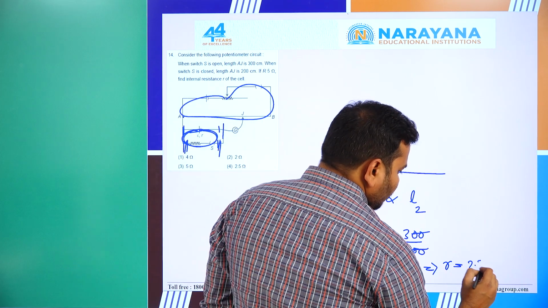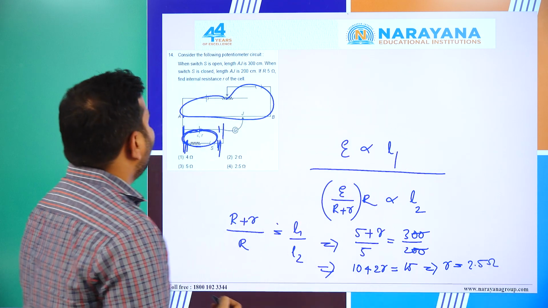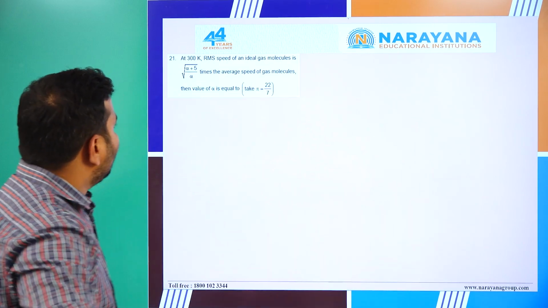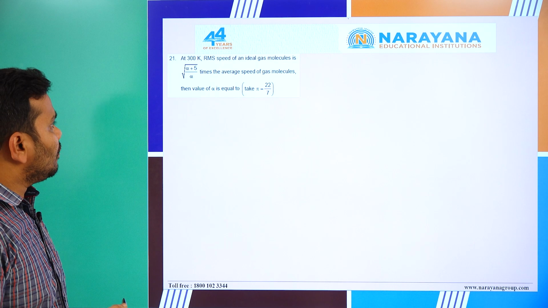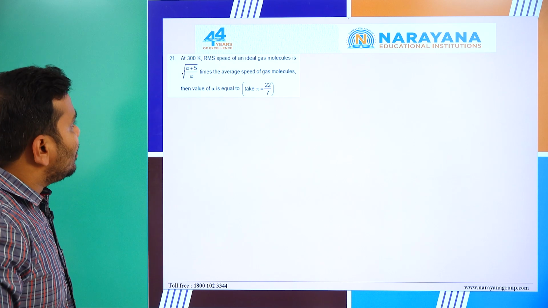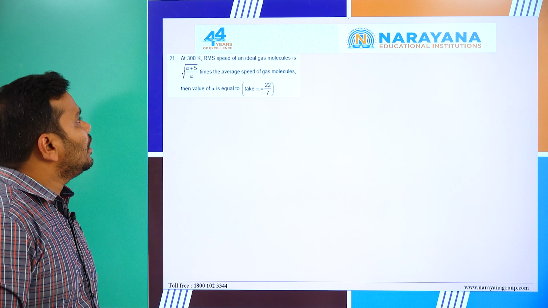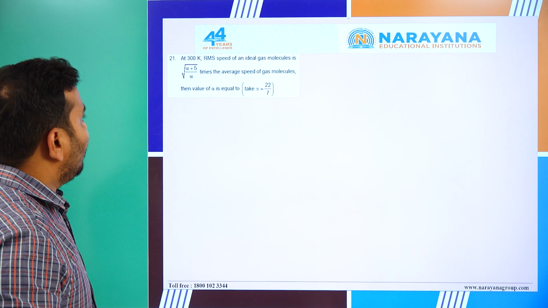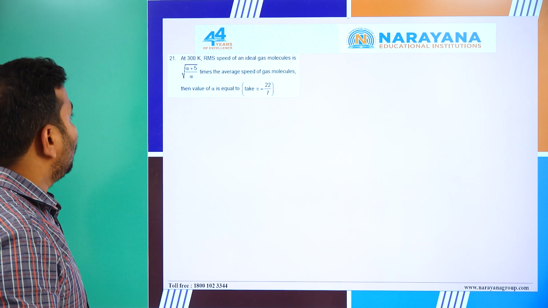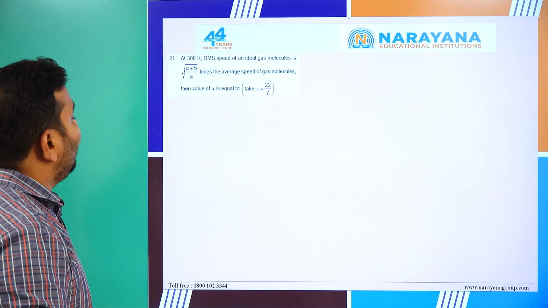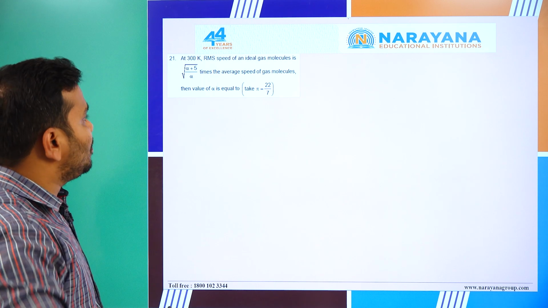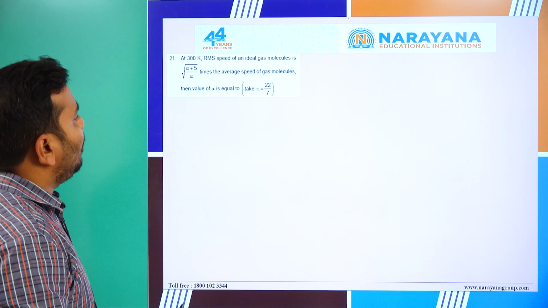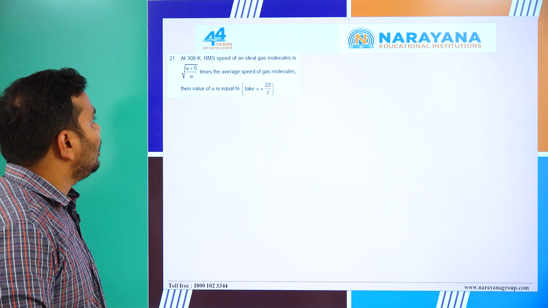So, 2.5 ohm, fine, okay, this is done. So, the next question is based on the RMS speed and the average speed. At 300 Kelvin, the RMS speed of a gas molecule is root over alpha plus 5 by alpha times the average speed of the gas molecules. Find the value of alpha, and they are asking you to take the value of pi as 22 by 7.